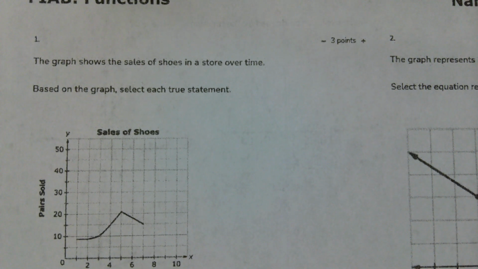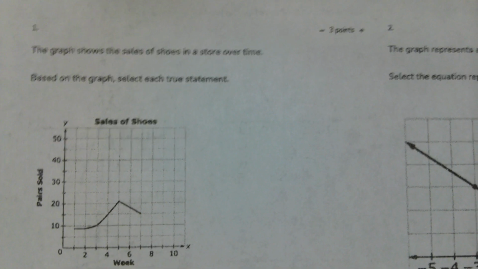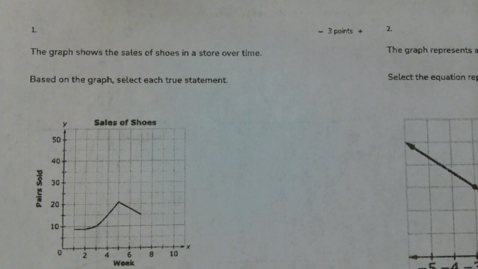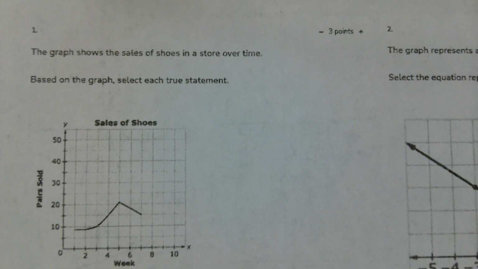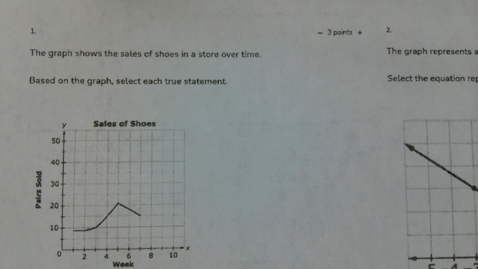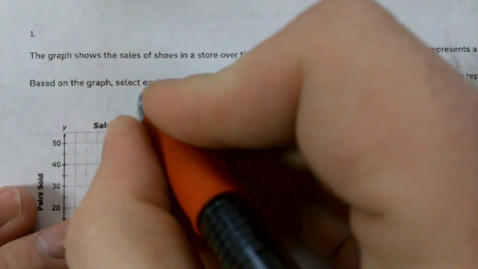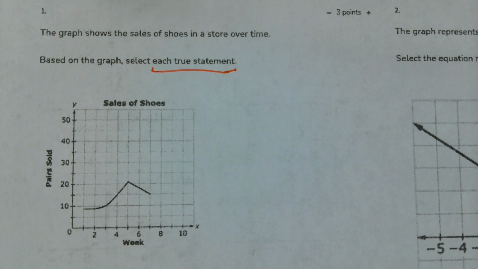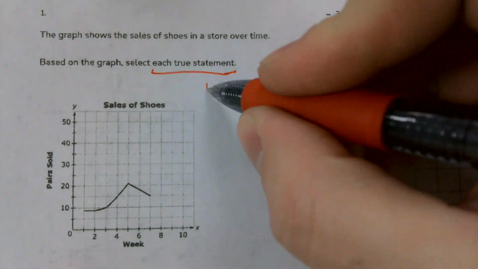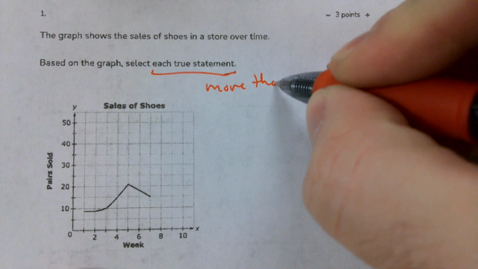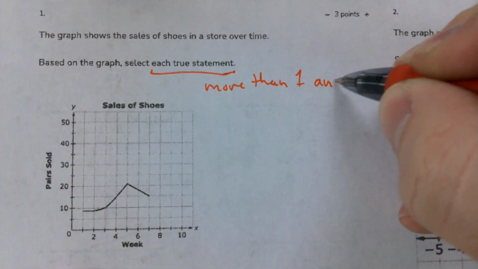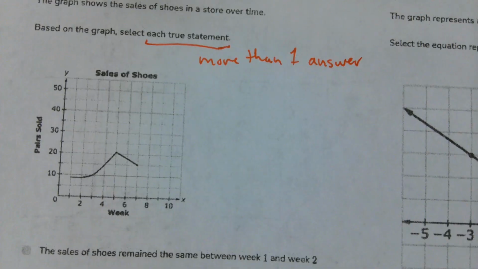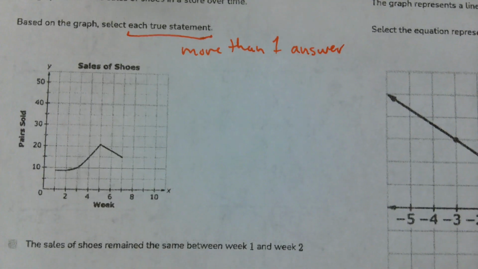There it is. So, the graph shows, again, sales of shoes in a store over a certain period of time in weeks. Oh, man. One of those days. Based on the graph, select each true statement. Each true statement, what does that mean? More than one. More than one, exactly. We've got more than one answer. Good call on that. I love the literal interpretation over here too. That's great, absolutely. More than one answer.